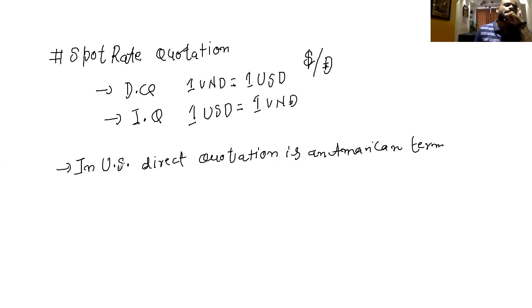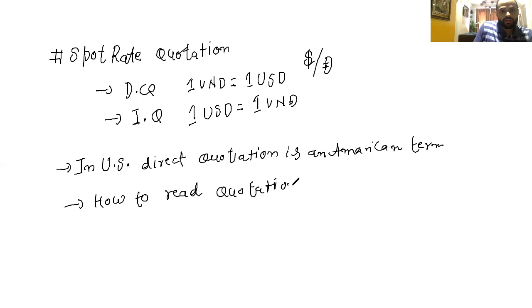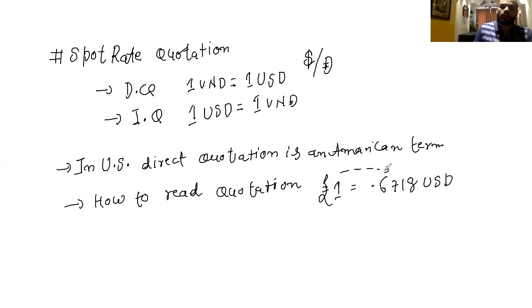And another thing is how to read quotations. So make sure you know how to read quotations. So let's say 1 pound equals to, I don't know, 0.6718 dollars. All right. So make sure you know the reading of quotations, or one USD, $1 equals to 1 divided by 0.6718 pound.